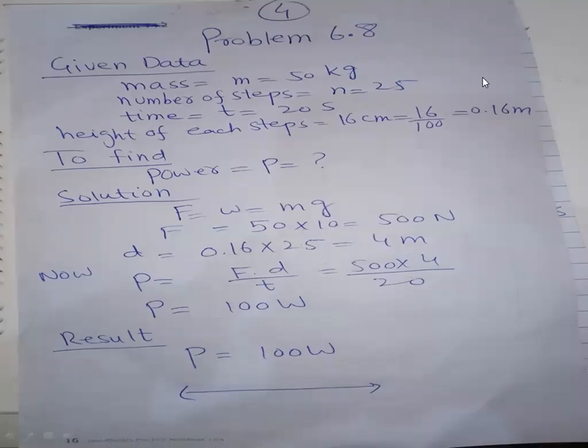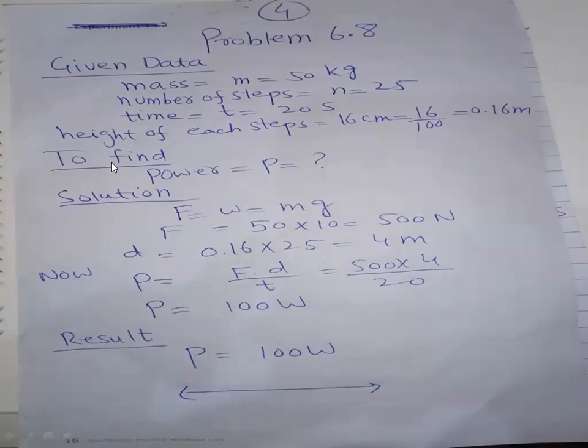Time is given to us in second already. We don't need to convert this. These are all already in SI units. So the only thing we need to convert is height, which is 16 centimeter. That's why I divide 16 by 100. It's going to be 0.16 meter. The only thing we converted to SI is height.